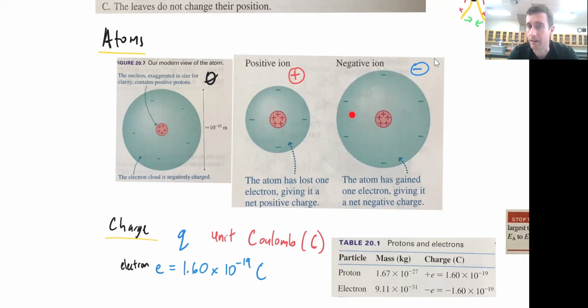If I added an electron to my normal neutral atom, now I've got 6 electrons to balance out my 5 protons. That's an extra negative. So now it's a negative ion, right? The extra electron gives it a negative charge.